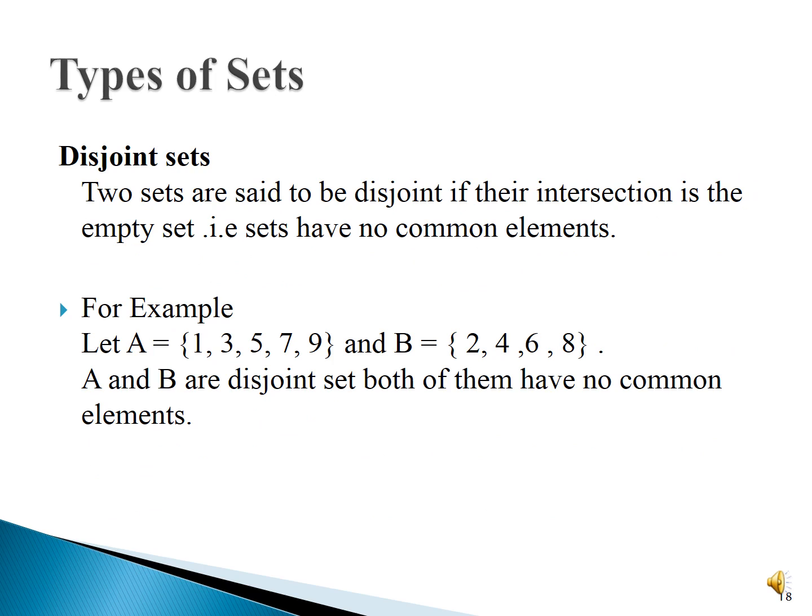Disjoint sets. Two sets are said to be disjoint if their intersection is the empty set. That is, both the sets don't have any common elements in them. We'll see one example. Set A has elements 1, 3, 5, 7 and 9. Then set B has elements 2, 4, 6 and 8. We can see that both the sets A and B don't have any common element between them. So sets A and B will be called disjoint sets.